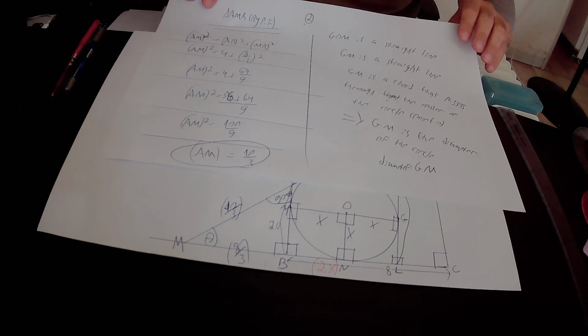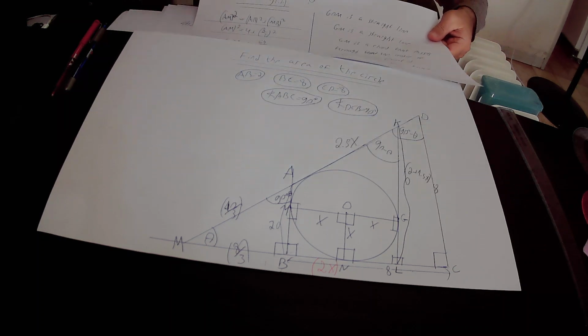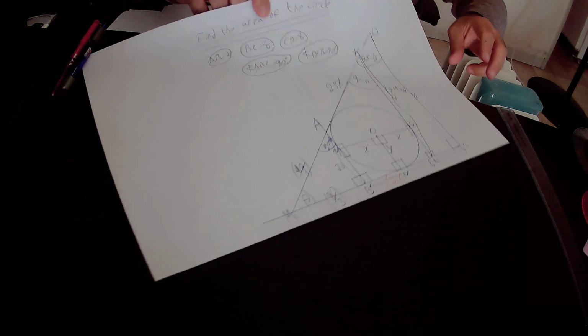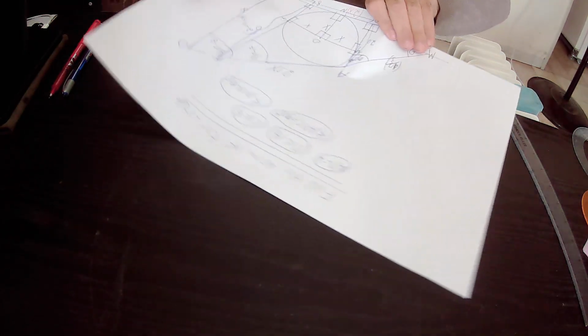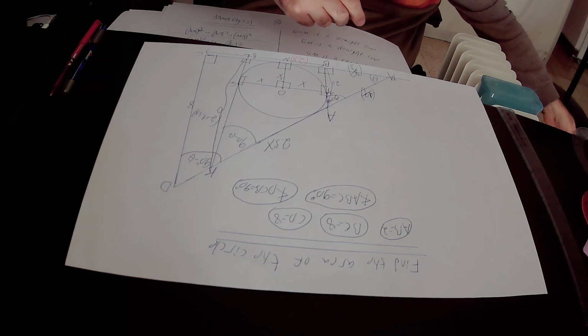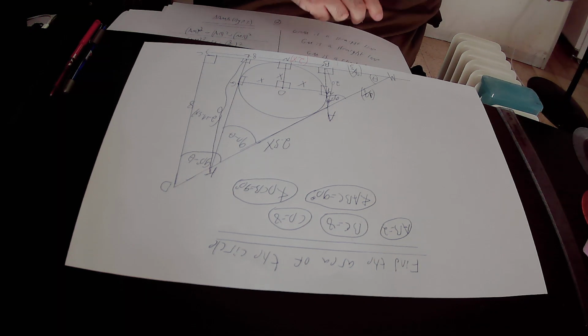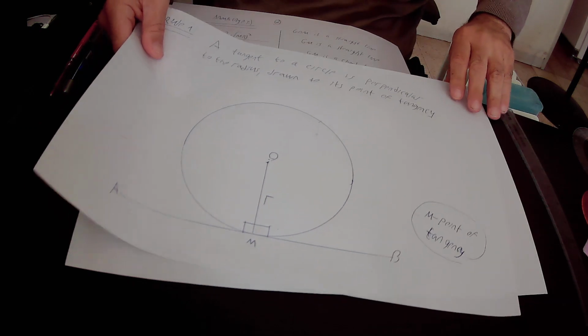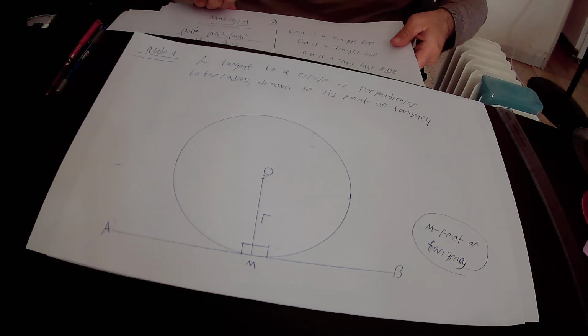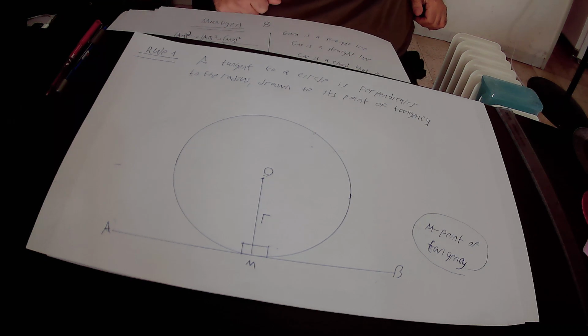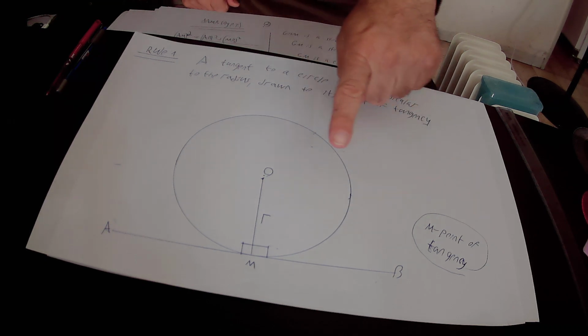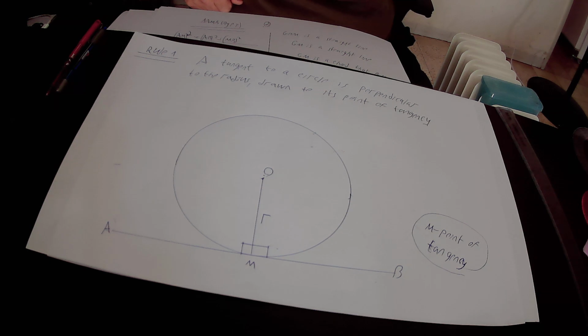Then I presented to you a new rule and implemented the new rule in our drawing. We have rule number 1. According to rule number 1, a tangent to a circle is perpendicular to the radius drawn to its point of tangency. AB is tangent to this circle at point M. Point M is the point of tangency. We have the radius OM that is drawn to the point of tangency, that is to say it is drawn to point M.